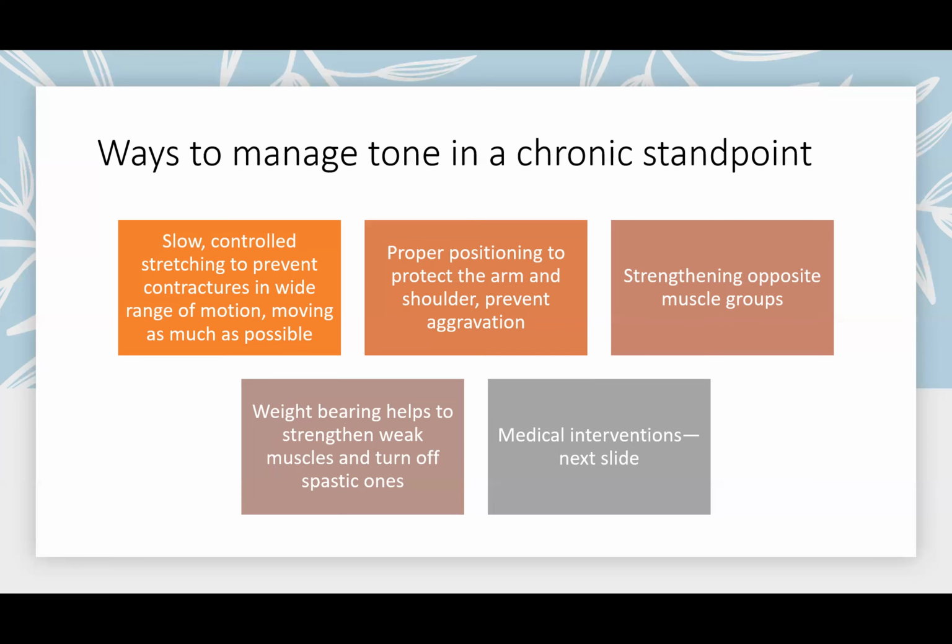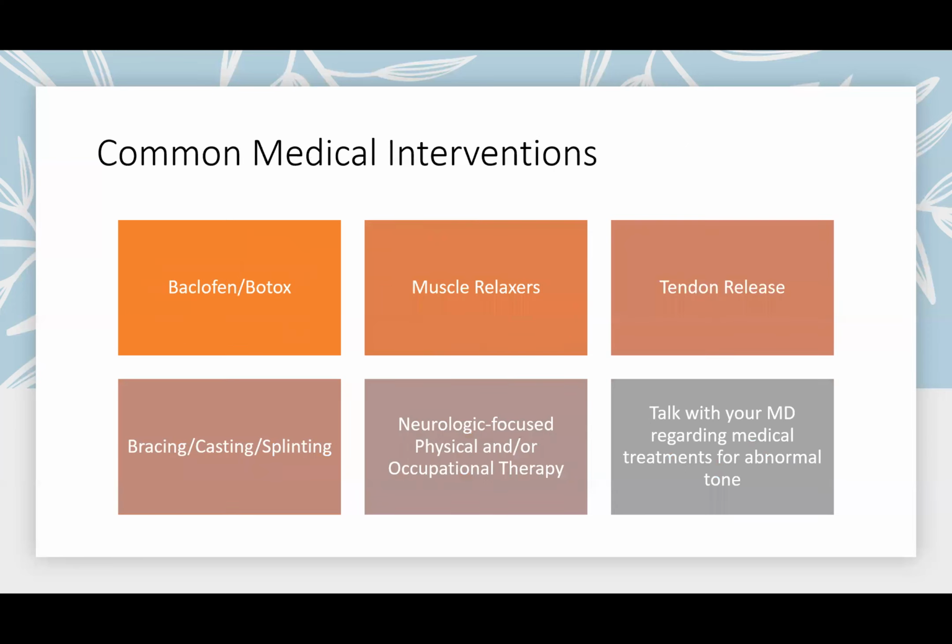Medical interventions we are going to talk about now. Some common medical interventions that you may have heard of, or may have had done, or may be discussing with your doctor for the future include baclofen and Botox, and these are medications. Botox is an injection that goes straight into spastic muscles, and essentially it tells those muscles to turn off a little bit. Typically, Botox is given every 3 months.